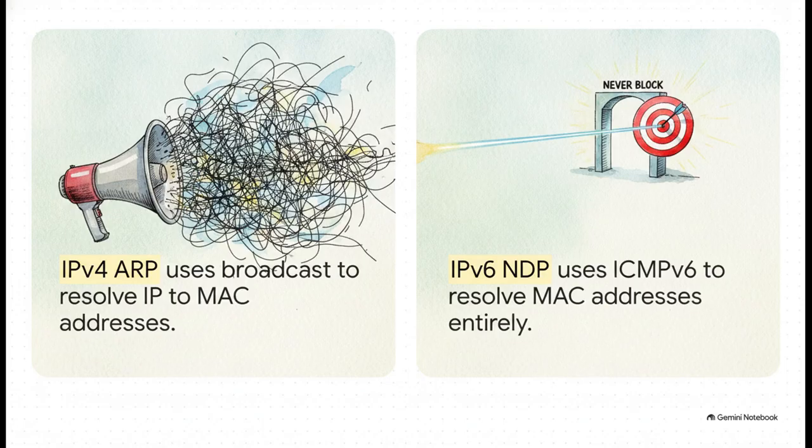So here is the golden rule. Unlike IPv4, where blocking ICMP is pretty much standard practice, you must never block ICMPv6. No way. If you block it, you break NDP, you break path MTU discovery, and you break SLAAC. The whole IPv6 ecosystem completely depends on it to function.